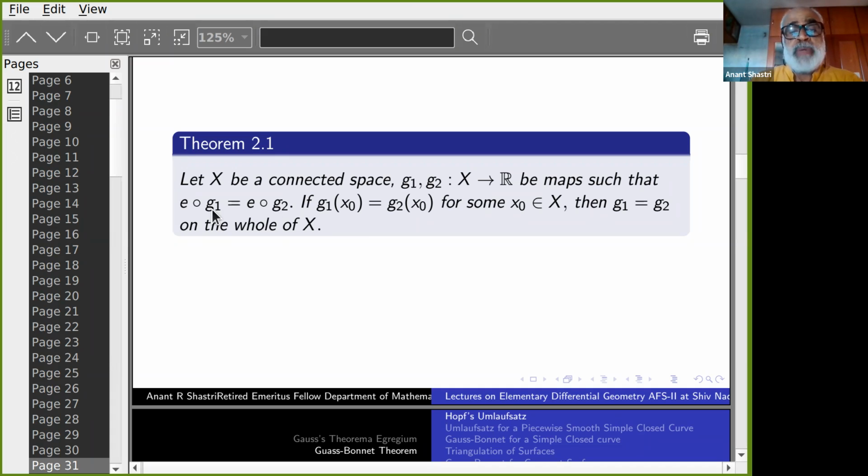You can think of this as some function f, one single function f, and G1 and G2 as its lifts under E. The two different lifts, if they agree at one single point, then they agree everywhere. This is the statement of this theorem. This is not at all difficult. Let us have a proof of this, because this uniqueness part is going to play a very, very important role later on in the construction of the function itself, the existence part.